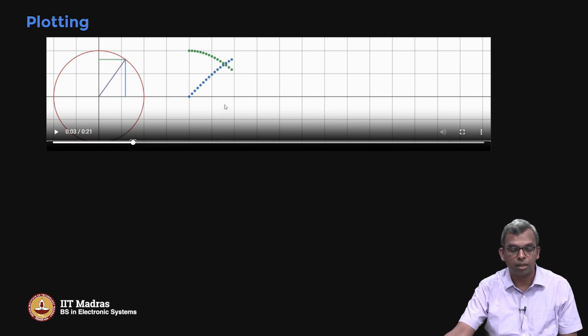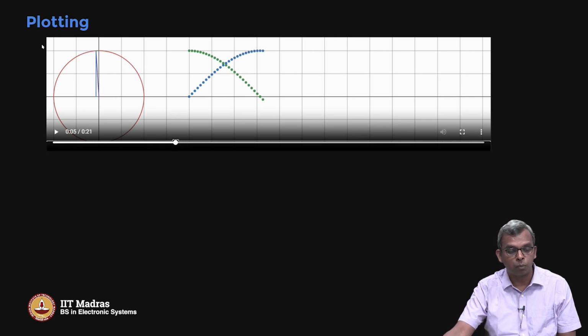And then it keeps going up to 90 degrees. At that point, the green has come to 0. There is no green length anymore, and the blue has gone maximum. So sine is maximum, and cos is 0. And then you can keep going further.